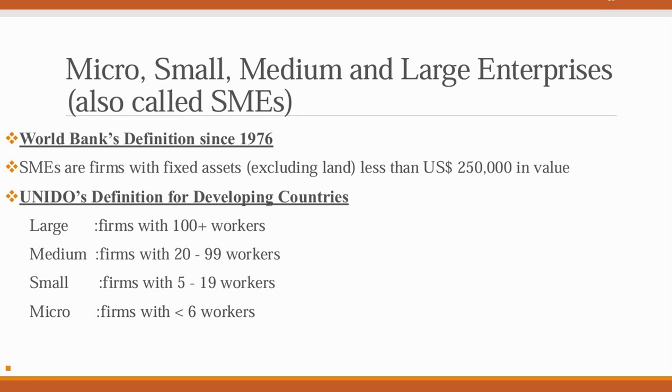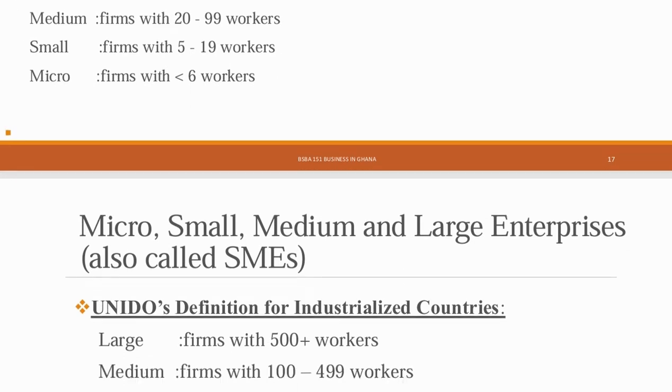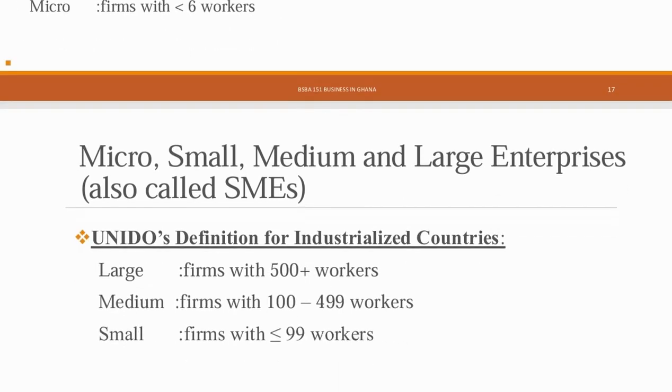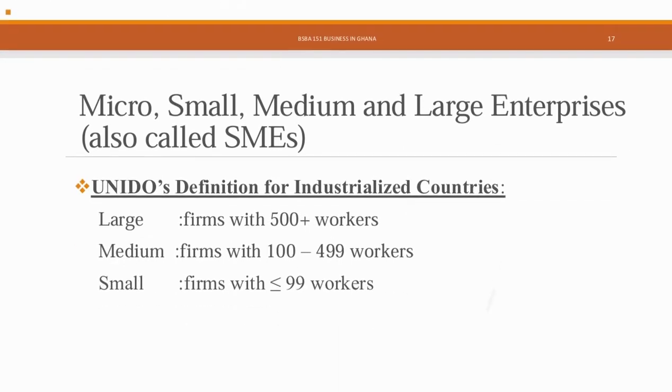Okay, so micro businesses are firms with less than 6 workers, and small firms are firms that have small enterprise has 5 to 19 workers, medium 20 to 99 workers, and large 100 plus workers. So this is for developing countries. Then let's look at developed countries or industrialized countries.